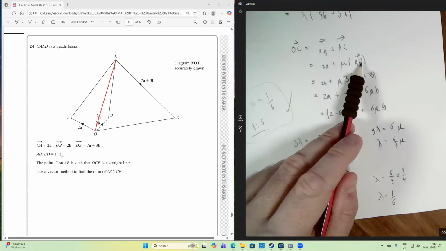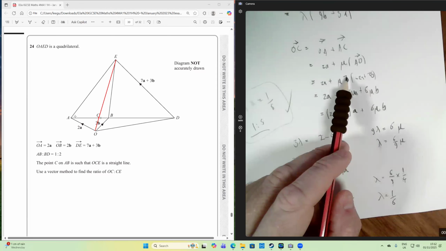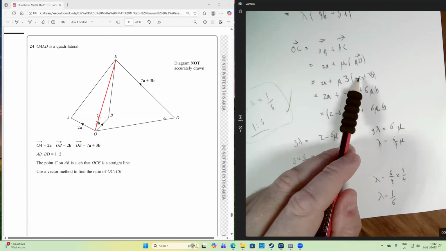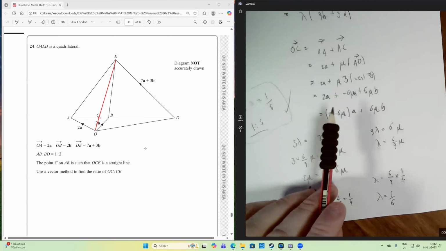Some fraction of A to D. Well, A to D is going to be three lots of A to B because of the way that we've got the ratio 1 to 2. So to go from A to D is three lots of A to B. And we know that A to B is minus 2A add 2B. So that's fine. So I can expand everything here now.